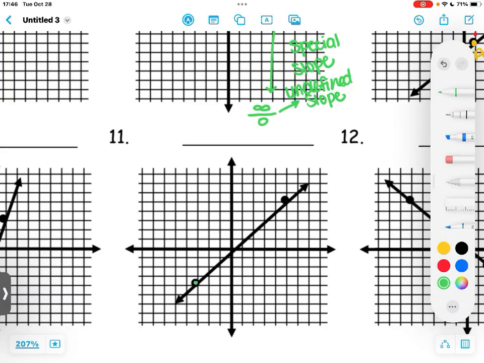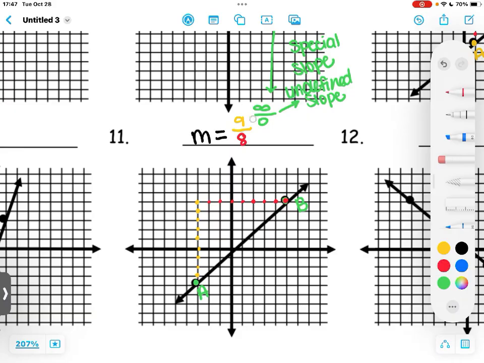Last one, looking at lines. I'm going to label this bottom one A, top one B. This one kind of looks like a big slope here. M equals. We're going to go up 1, 2, 3, 4, 5, 6, 7, 8, 9 units up. But then to the right, 1, 2, 3, 4, 5, 6, 7, 8 units.